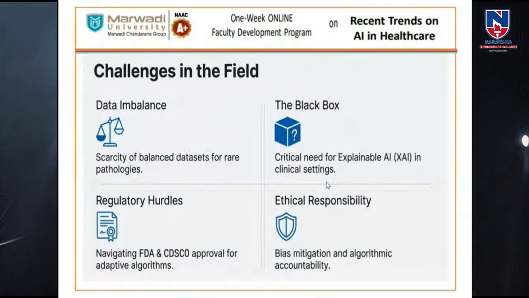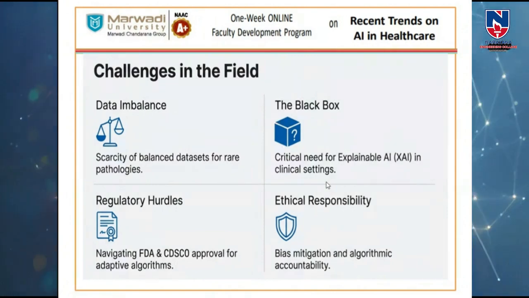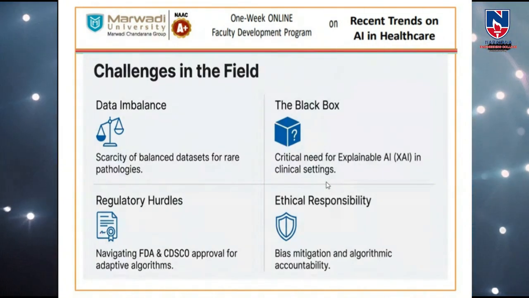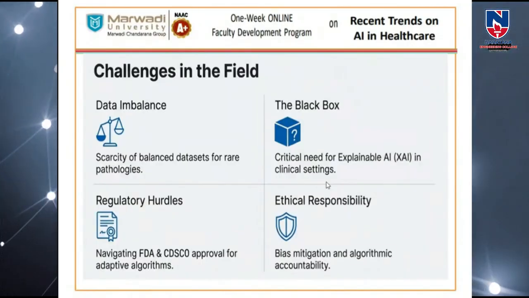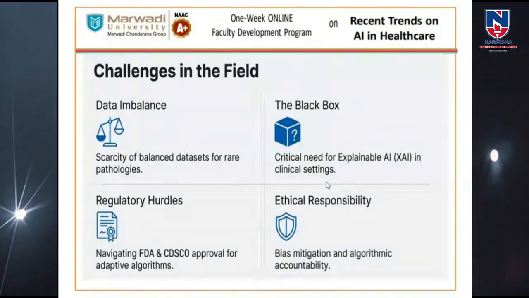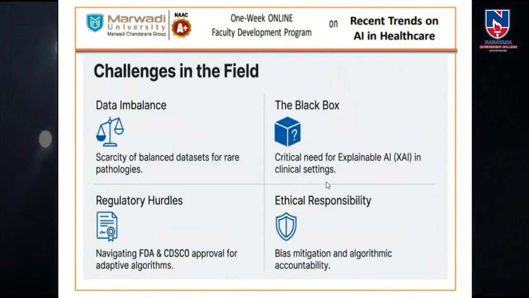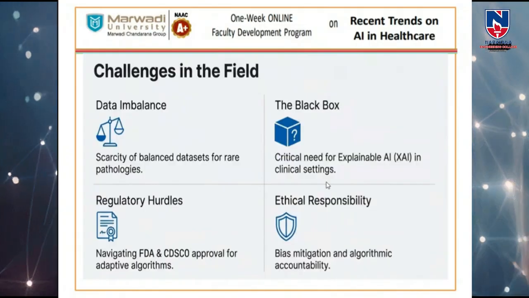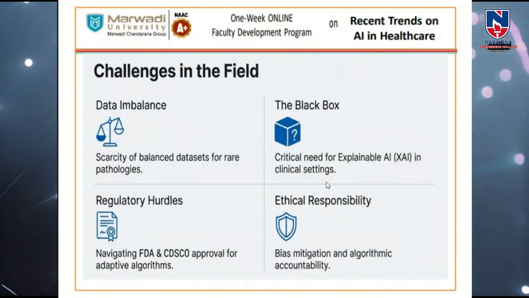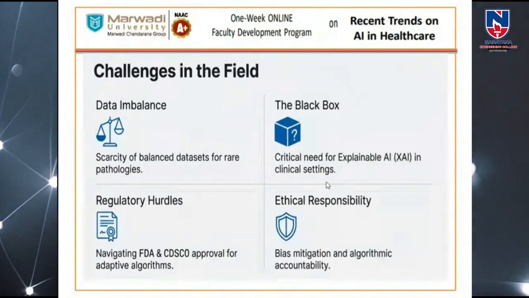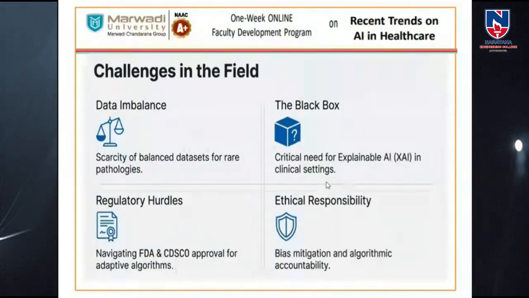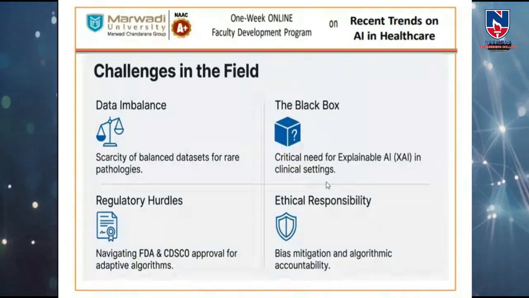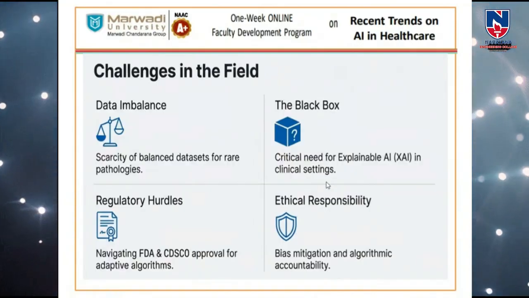Of course, the regulatory hurdles, as I mentioned. Getting patient data from hospitals is a very difficult task because of medical regulations. Any hospital, to the best of my knowledge, doesn't have the right to share patient information. I'm not sure about that.